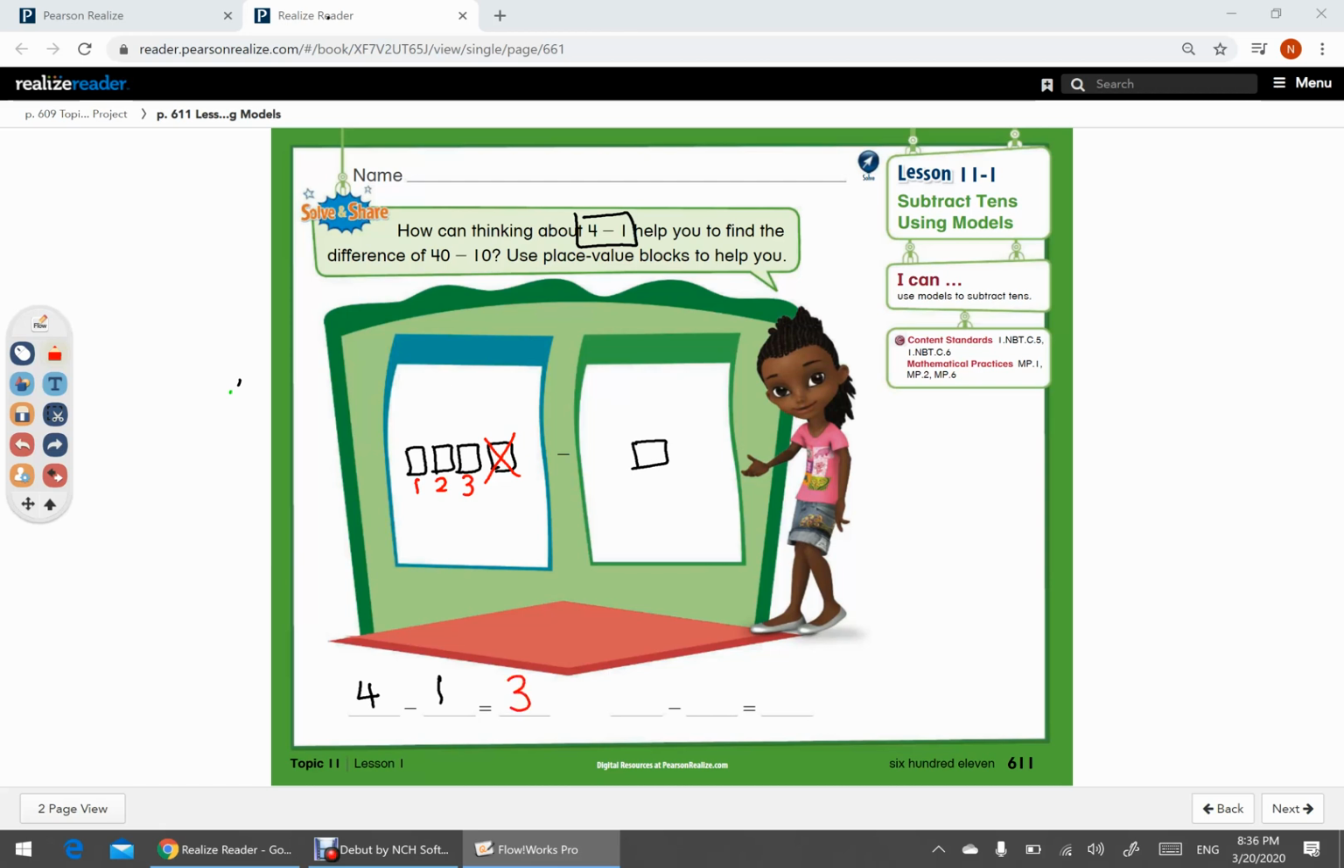So now here, I've explained to you, 4 will be 40. 1 will be 10. And 3 will be 30. Got it? How to do it? Good. Let's move on to our next page.